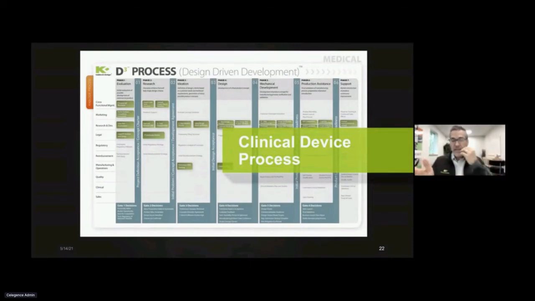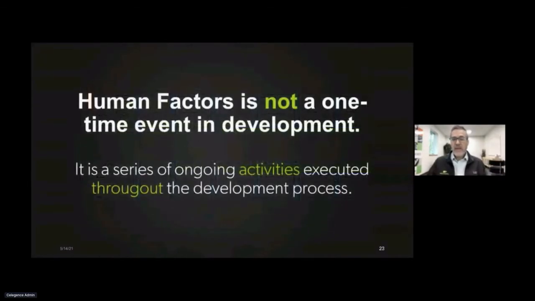And I've highlighted in green here that this was for a particular project. And these are the areas that our team, the designers, the engineers are involved in these steps. So there's a lot going on in the process. But an important thing to remember throughout that process, and I mentioned this before, is that human factors is not a one-time event in the development process. You saw how complicated that process can be. Human factors engineering is a series of ongoing activities that are executed throughout that entire development process. That's how human factors engineering is meant to be done.